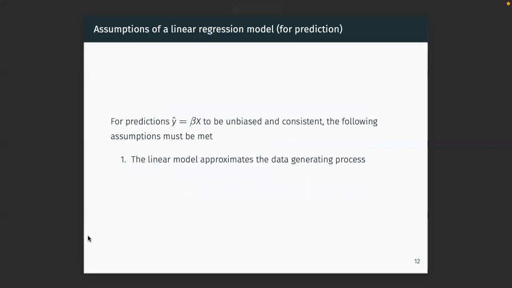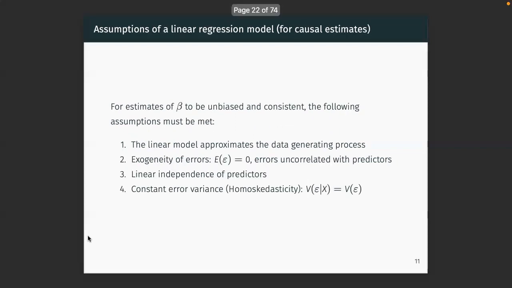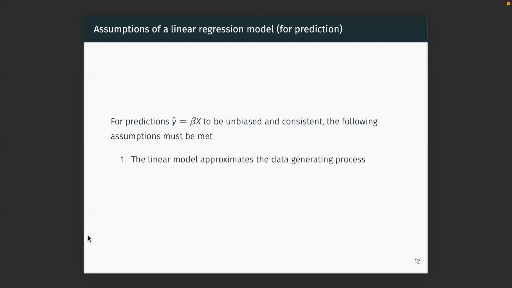For predictions to be unbiased and consistent. So here we're talking about beta being unbiased and consistent, right? Meaning that it's not systematically higher or lower, and that as we get more and more data, it'll converge to the truth, right? For y hat to be unbiased and consistent, it's actually quite a bit easier, right? Because now we don't really need beta to be exactly measured. We just need our predictions to be accurate. We need the system to produce accurate data. And here I'm using that notation, y hat equals beta x.